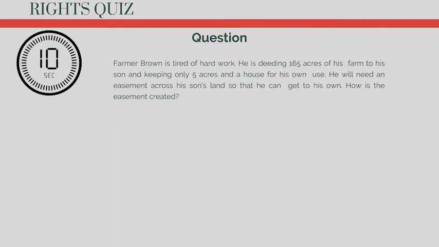Farmer Brown is tired of hard work. He is deeding 165 acres of his farm to his son and keeping only 5 acres and a house for his own use. He will need an easement across his son's land so that he can get to his own. How is the easement created?